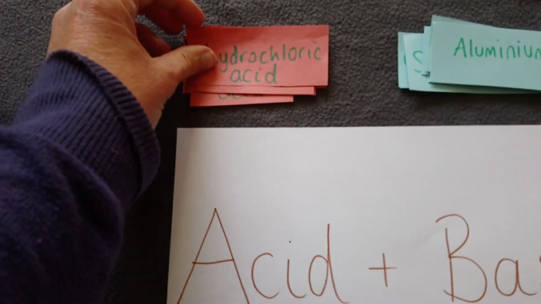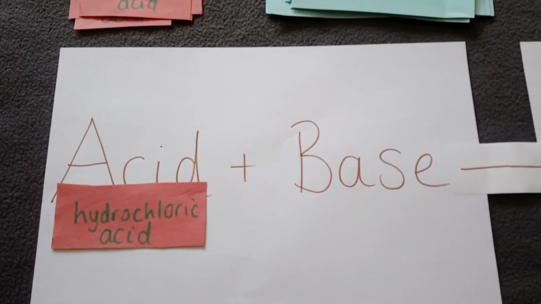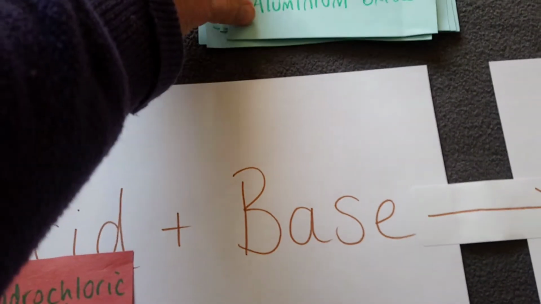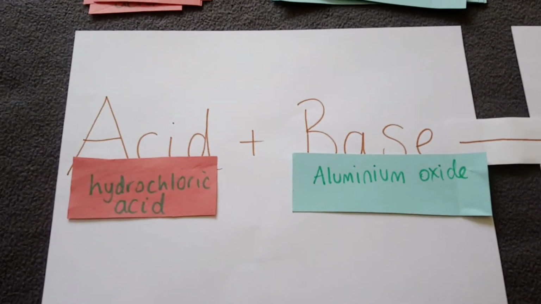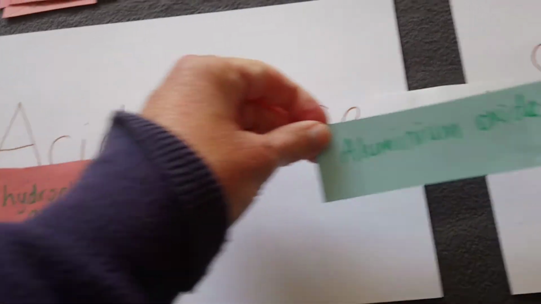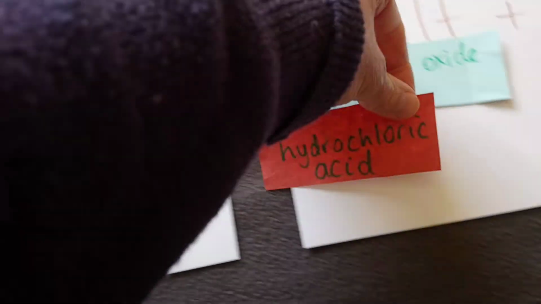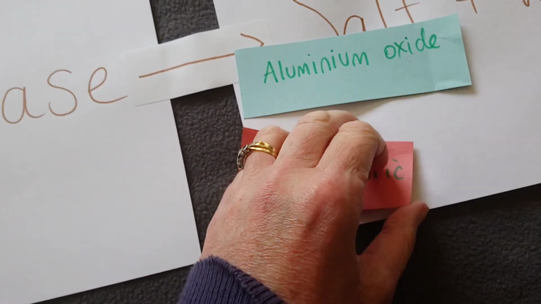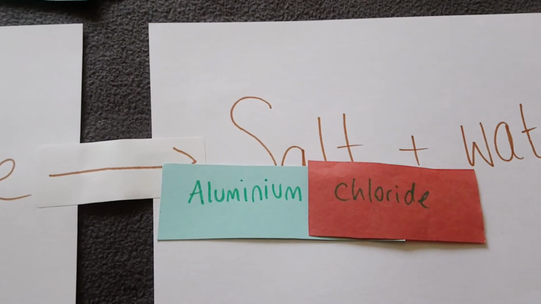Here I've got an acid, hydrochloric acid. I'm going to react it with a base, a metal base, aluminium oxide. What salt is this going to actually form? As they react, the aluminium takes the chloride ion and forms aluminium chloride.